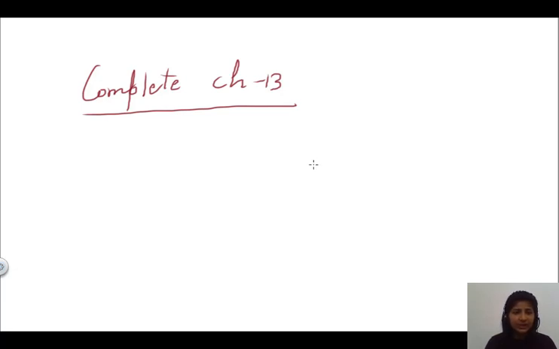The next chapter that we are going to start with is continuity and differentiability, NCERT first part. So that's all for today.